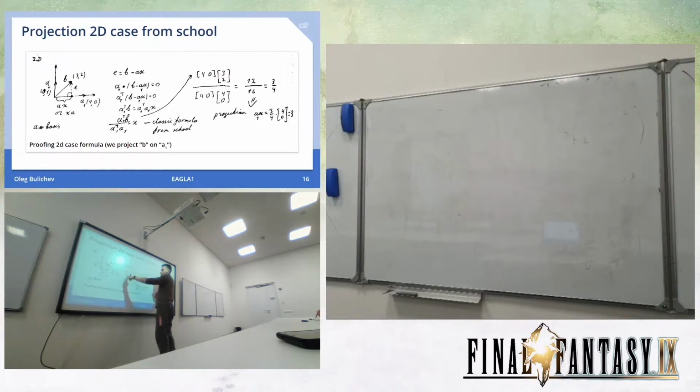We can represent it as A transpose (B minus AX) because we discussed that. The dot product can be represented in transpose form. After this, we open these brackets, parentheses, and we receive the classical formula from school. And there is a proof when we put in numbers, when we receive the projection solution. So it's equal to 3, so we can find X.